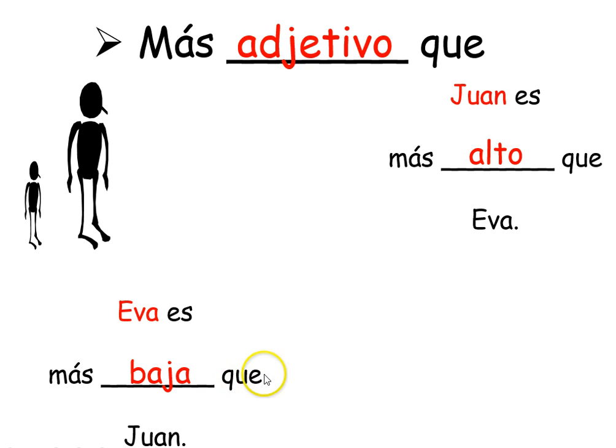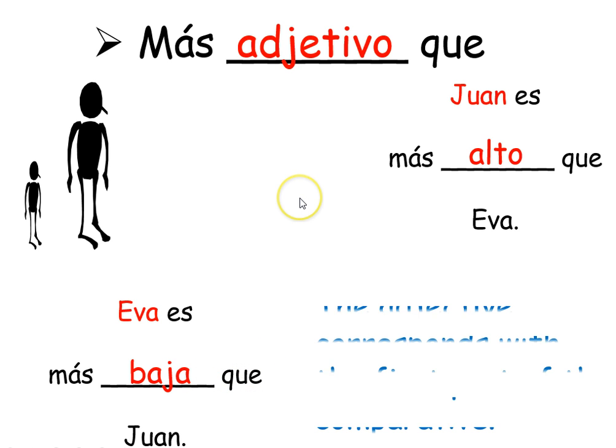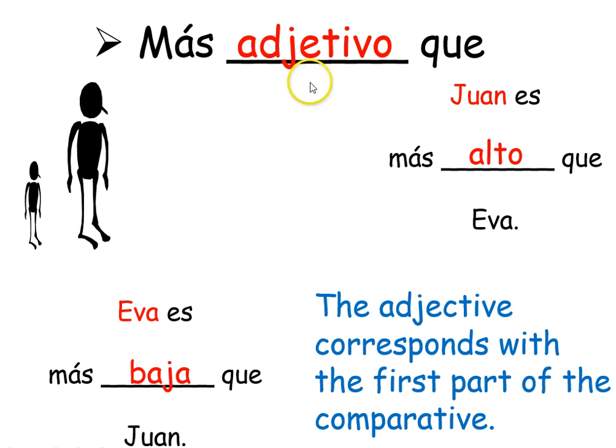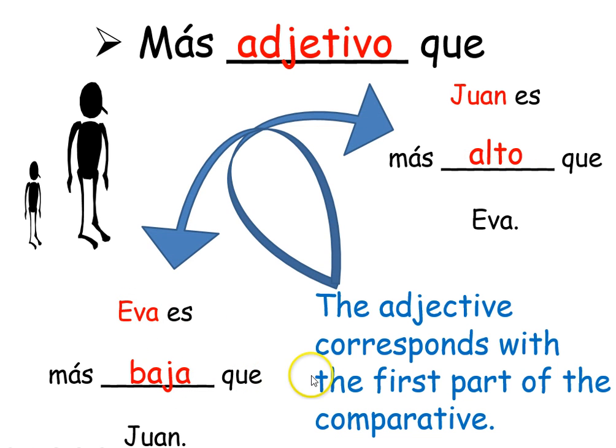The que means than. And please note that we really have to make sure that the adjective that we're putting in the middle corresponds, aka agrees with the subject. So Juan is a boy, so alto is an O. Eva is a girl, so baja becomes an A. You have to make sure that your adjective agrees with the subject.